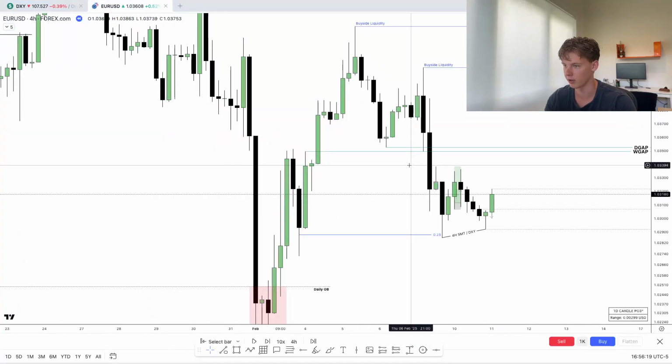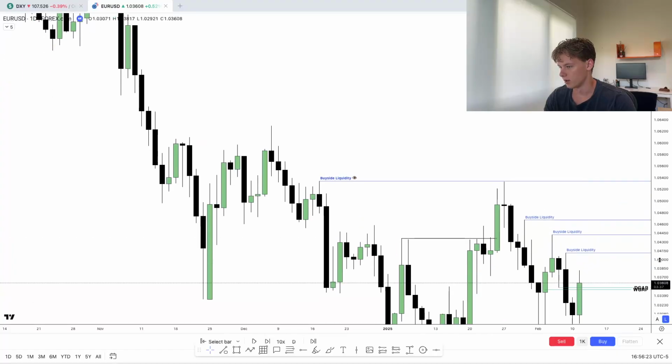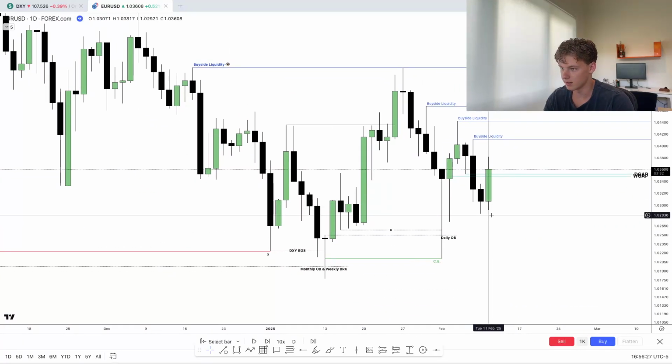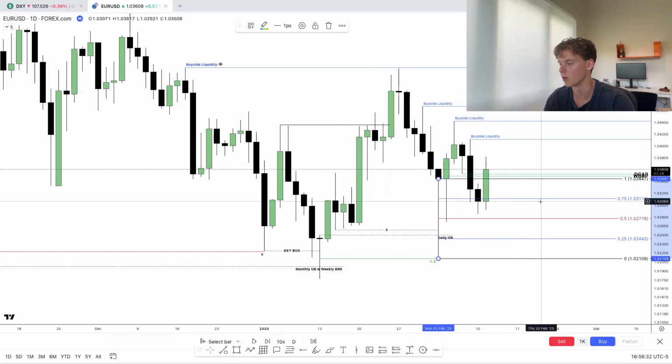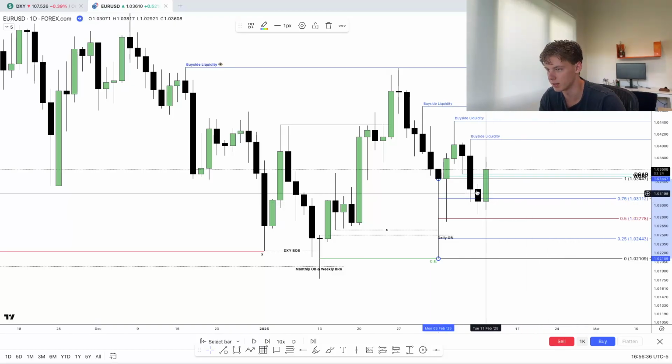Let's look at the euro now. If we go to the daily time frame, this was how Monday's candle closed, and if we look at the wicks in here, we're basically respecting the volume of the 25% level of this rejection block.